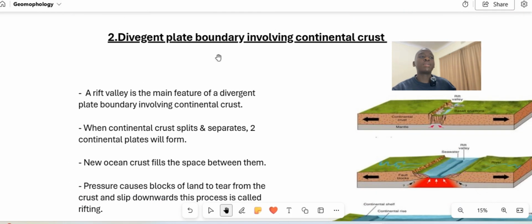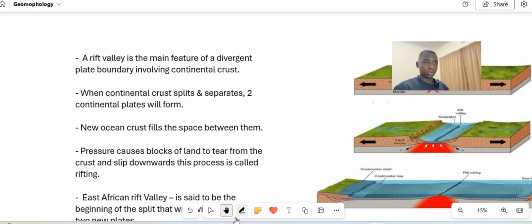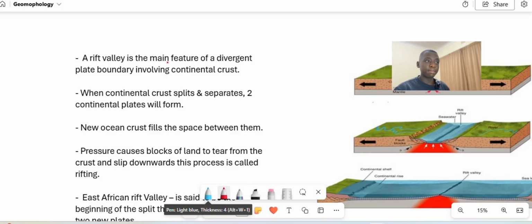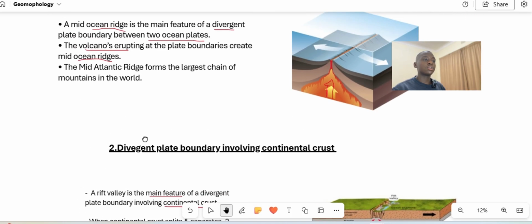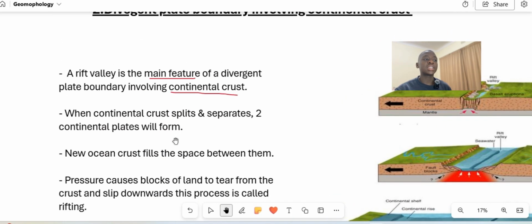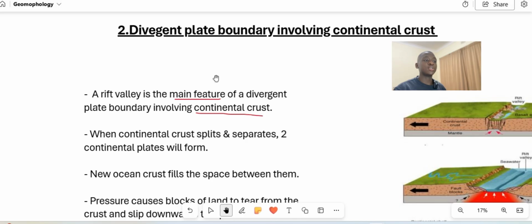Now we go to the divergent plate boundary involving continental crust. Remember, you have oceanic crust and continental crust. A rift valley is the main feature of a divergent plate boundary involving continental crust. For the ocean ridges, we said the main feature is the mid-ocean ridge, which is between two ocean plates.